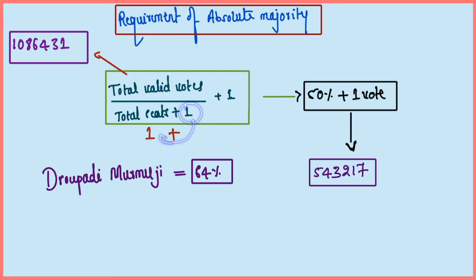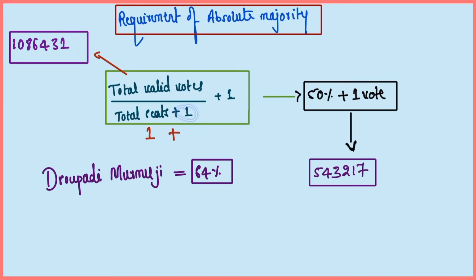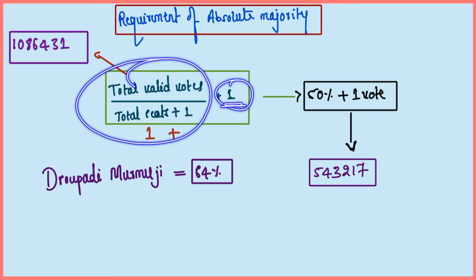Now, why do we add one more to this? This is where many people get confused. We add one more to this to make sure that this is being divided by 2. Only when we divide this total value by 2, then we get 50%, right? Anything which is divided by 2 becomes 50% of that, right? Then this whole result is added 1. Why is this extra 1 being added to this result?